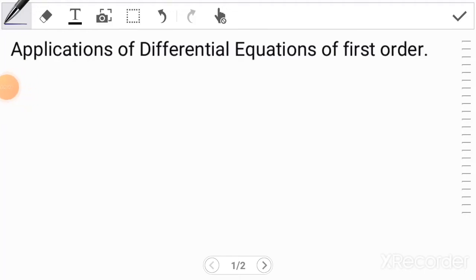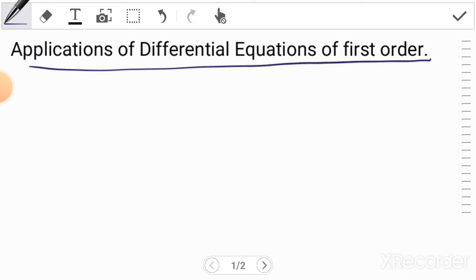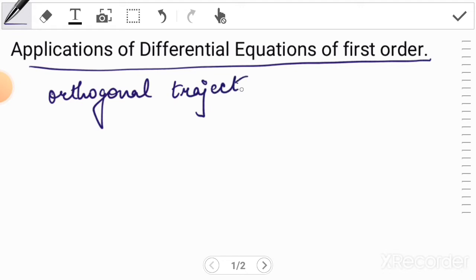Hi everyone. In this session we will see applications of differential equations of first order. So first is orthogonal trajectories.